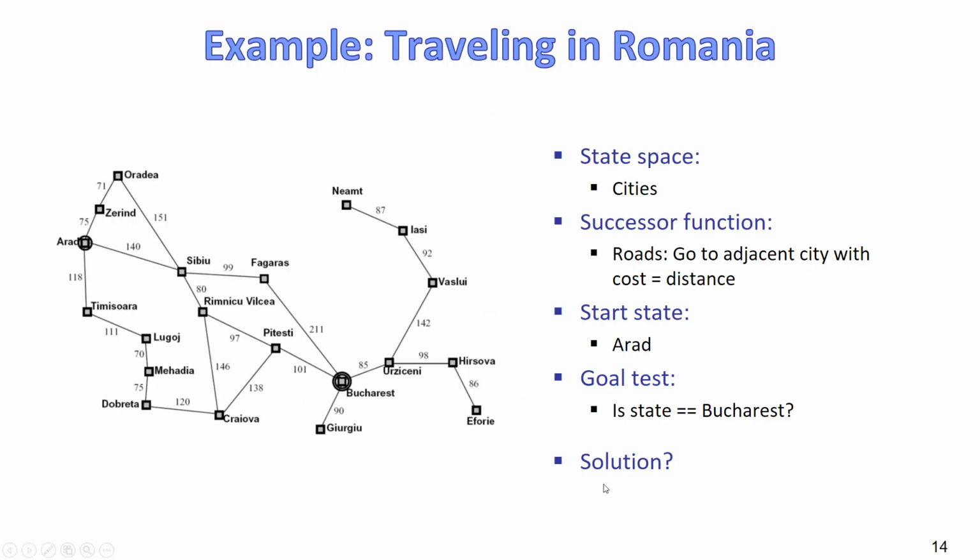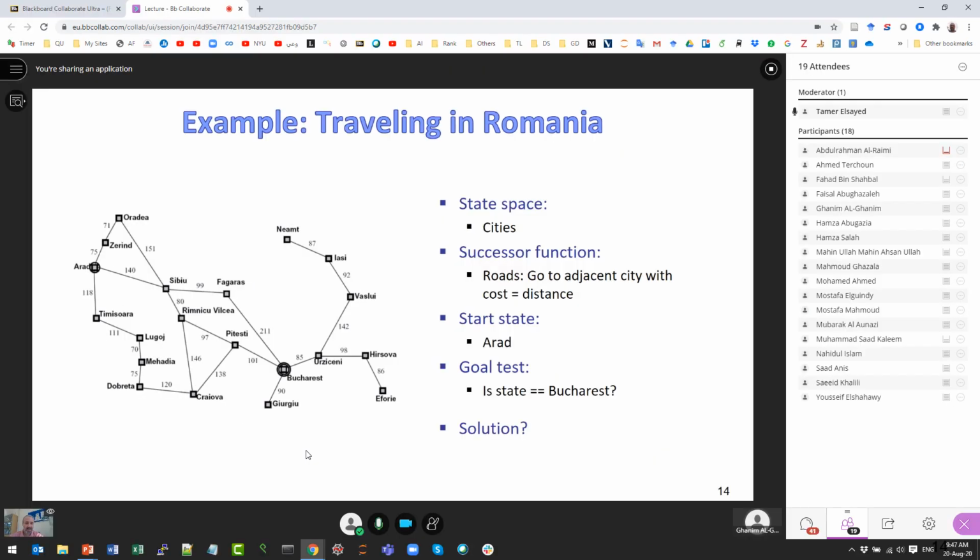Of course, in this case, we have many solutions, right? I can go this way, or I can go this way. There are so many solutions. Some of them might be optimal, some of them might not be optimal. But any solution will be a sequence of actions, and the actions here are taking roads, so it will be a sequence of roads taking the agent from Arad to Bucharest. Any question about this example? No questions?